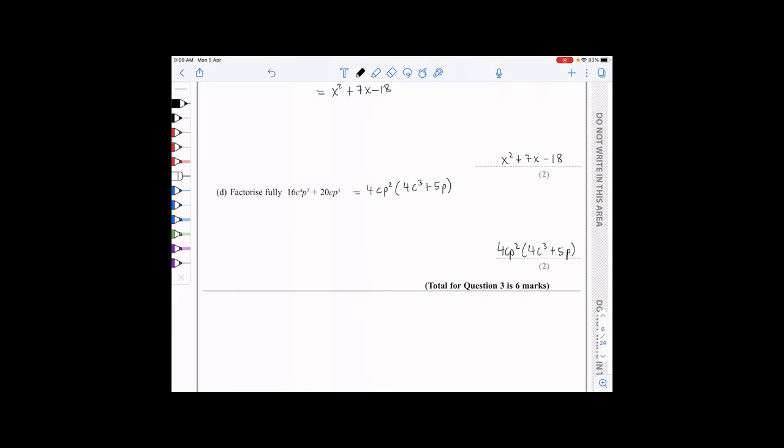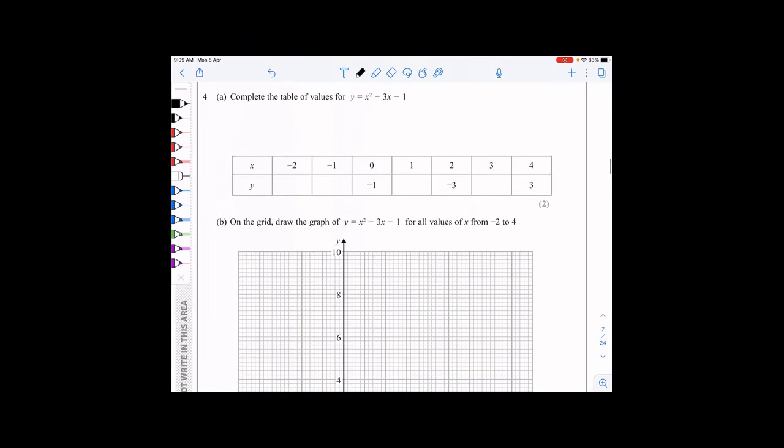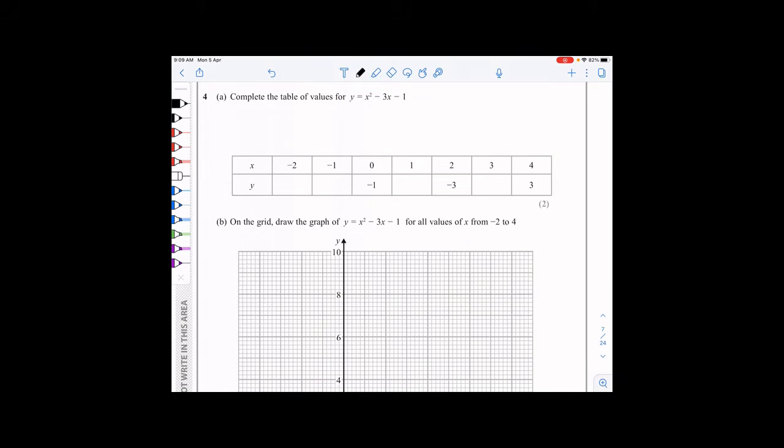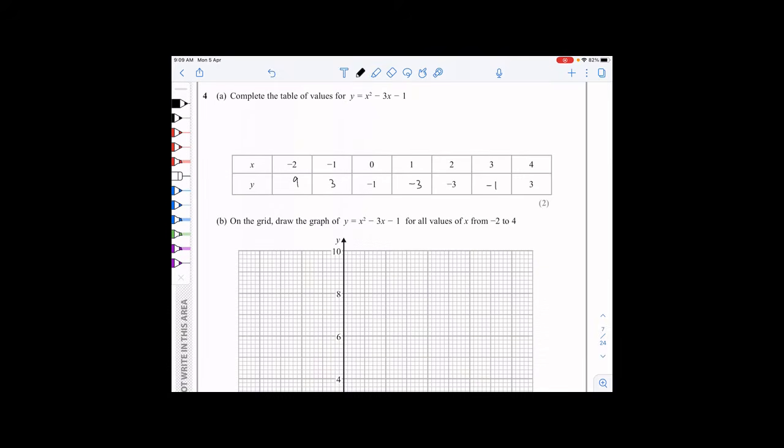So, moving on to the next question, it's question 4. We need to fill in the table of values. We could just use the table mode of our calculator to generate the whole table again, and we are finding values of 9, 3, -3, and -1 for 2 marks. And then we need to draw the graph here.